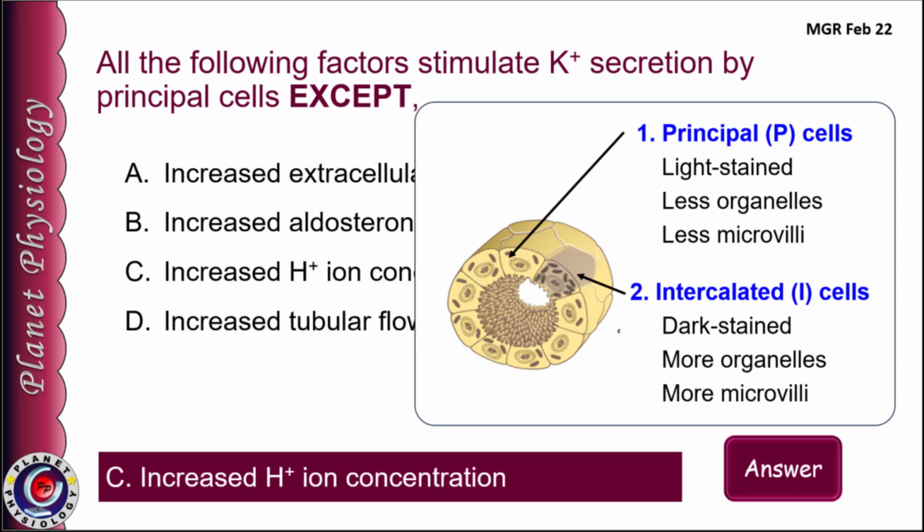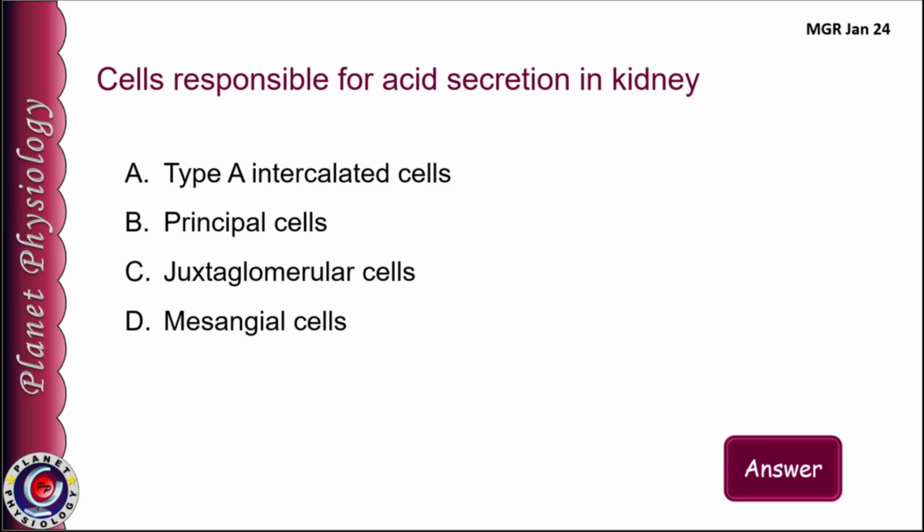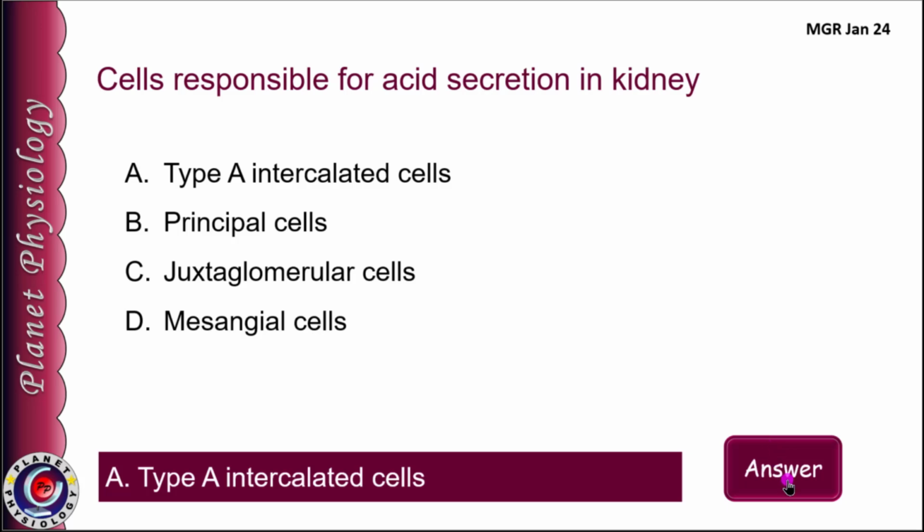Another question on the same topic. Cells responsible for acid secretion in kidney: A. Type A intercalated cells, B. Principal cells, C. Juxtaglomerular cells, and D. Mesangial cells. As studied in the previous discussion, intercalated cells are concerned with acid secretion.